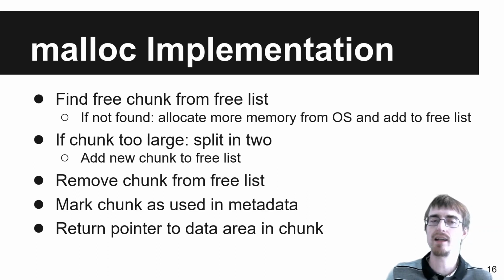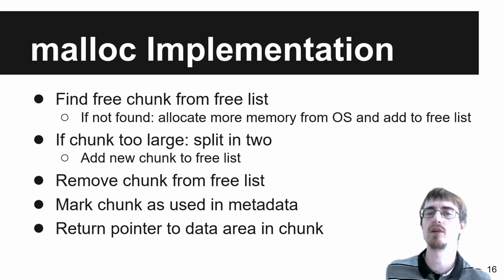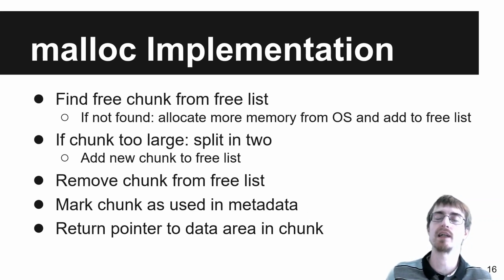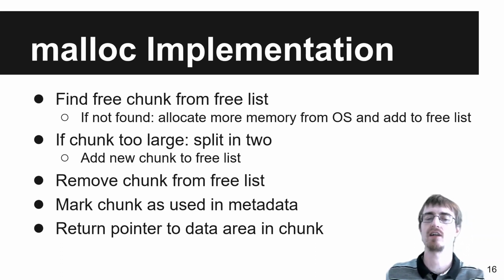Now, we're allocating a block, so we're turning a free chunk into a used chunk. And we remove the chunk that used to be free and is now allocated from the free list to prevent later malloc calls from seeing it. Then in the metadata, we mark the chunk as currently in use. And finally, we return a pointer to the data area that is inside the chunk so that the caller can use it.